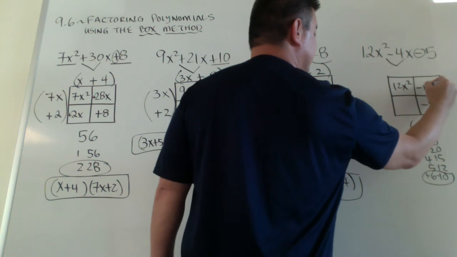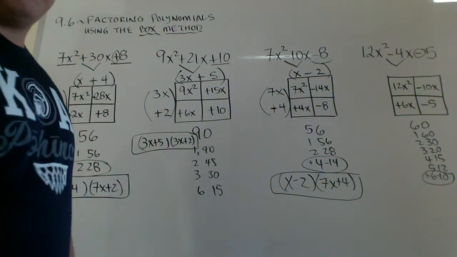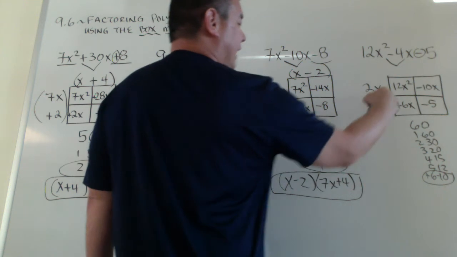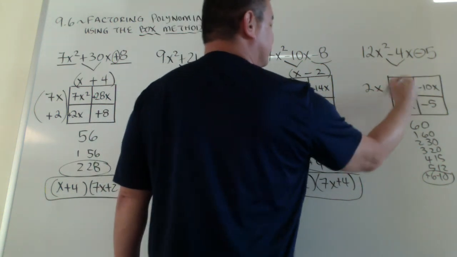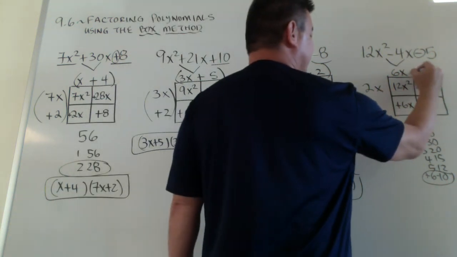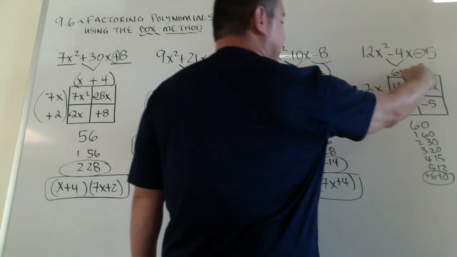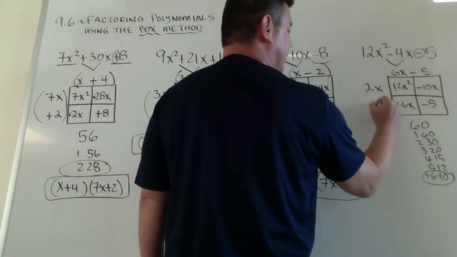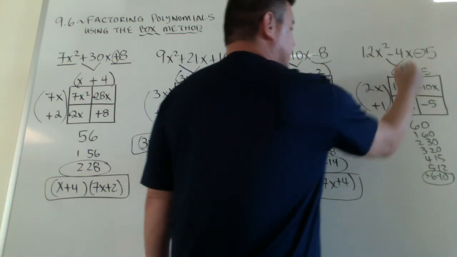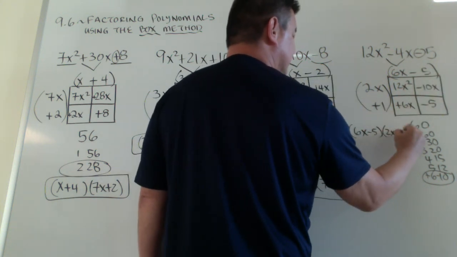So I'm going to put the minus 10x here and the plus 6x here. When I factor out of the 12 and the 10, I can pull out a 2, and I can pull out an x. If I factor 2x out of 12x squared, I'm left with 6x. And if I pull a 2x out of the minus 10x, I'm left with a negative 5. To find the bottom term, it's just a plus 1, since 6x times plus 1 gives the 6x. So my answer would be 6x minus 5 times 2x plus 1.